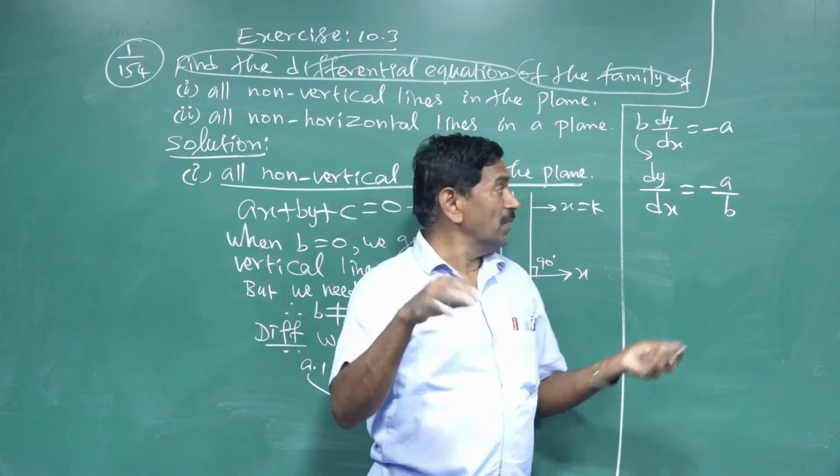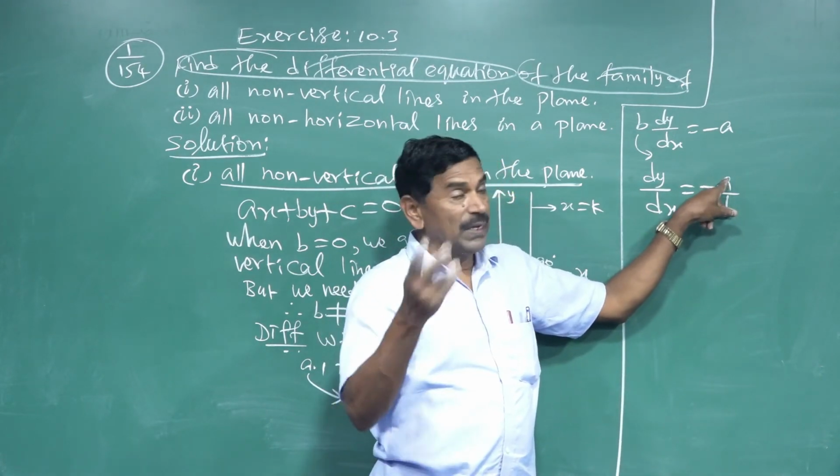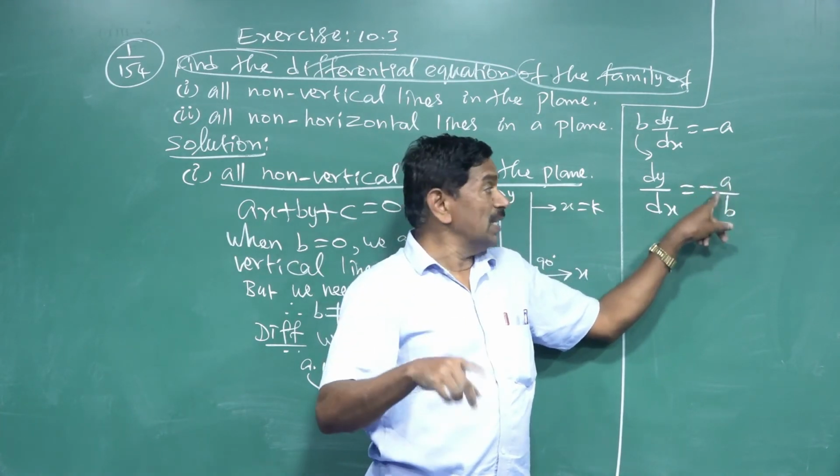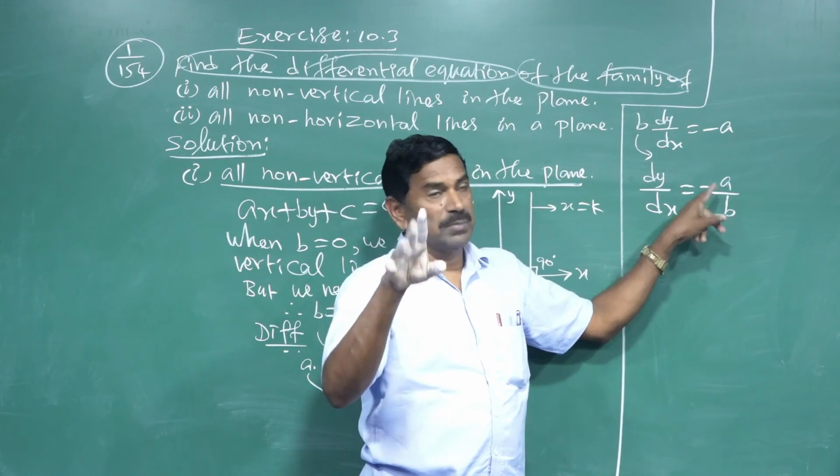If there are two arbitrary constants, differentiate twice. If there are three arbitrary constants, differentiate thrice. If there is one arbitrary constant, differentiate one time. So that is the technique.